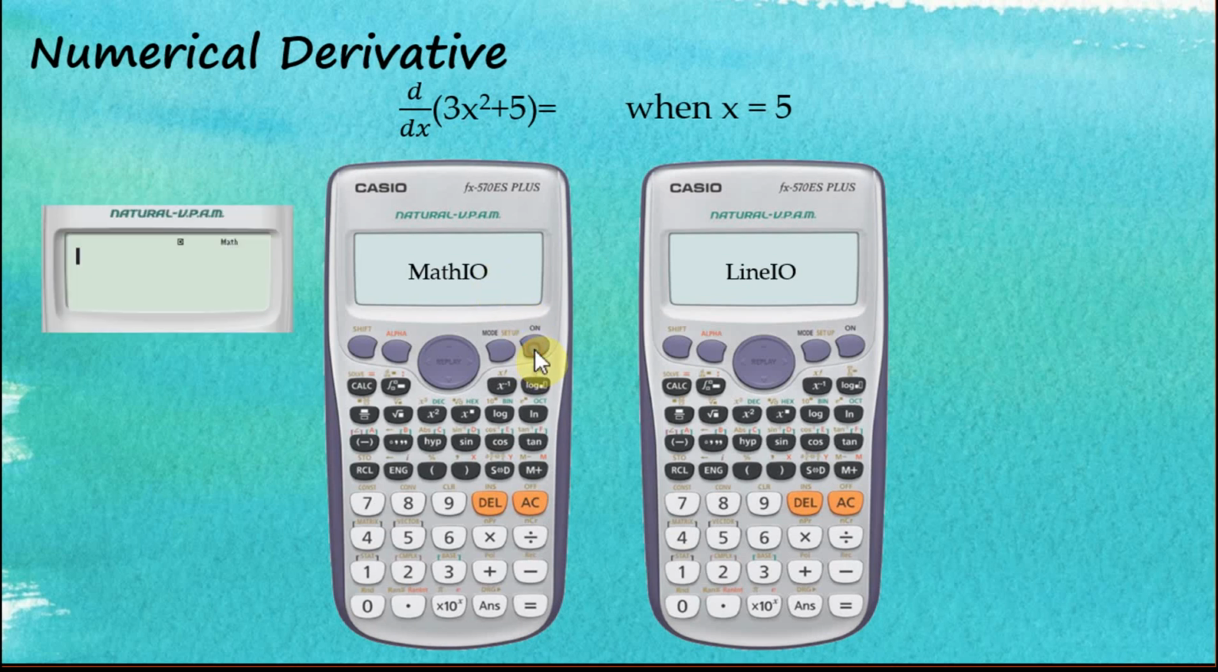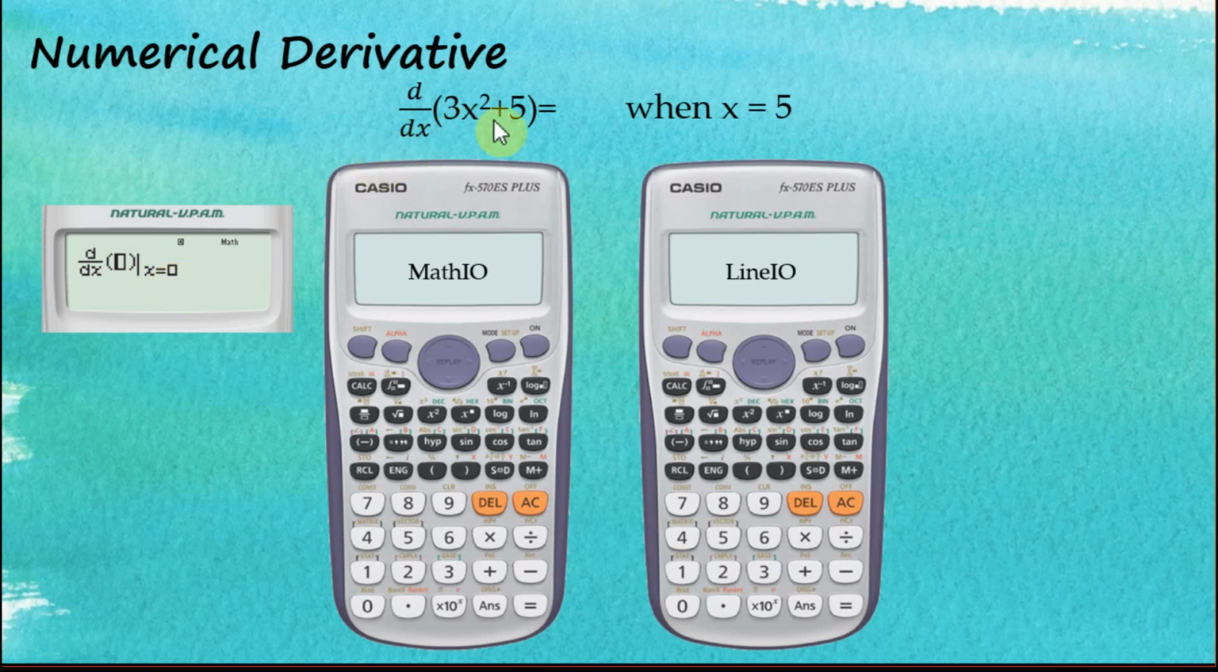Let's switch on the calculators. As we learned before, for Math input-output, it uses a container system. So if we would like to perform a calculation, we insert the container first. And the container for differentiation is here. So Shift differentiation. This is a container, and then we have two subcontainers. This one is for the function, and this one is for the differentiation point.